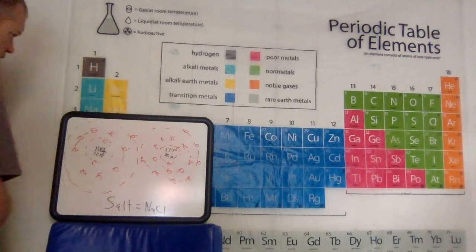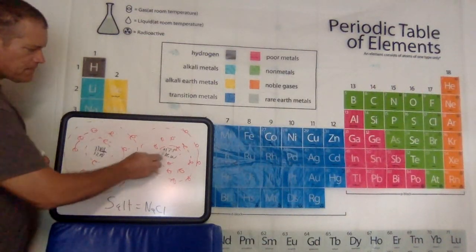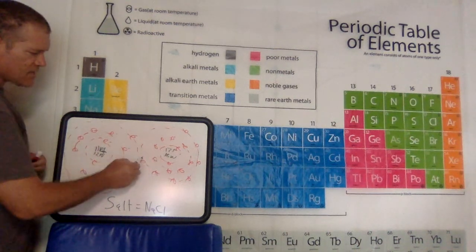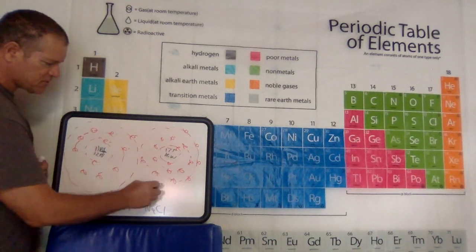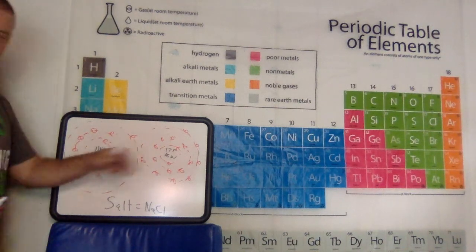Now watch this. This is what's beautiful. Look here. Chlorine has 2, 8, and 7. It has 17 protons, 17 electrons. That's a good chlorine atom.